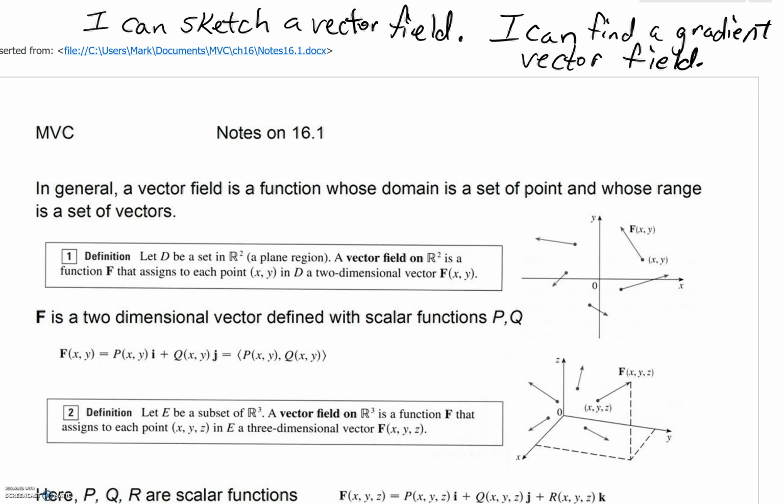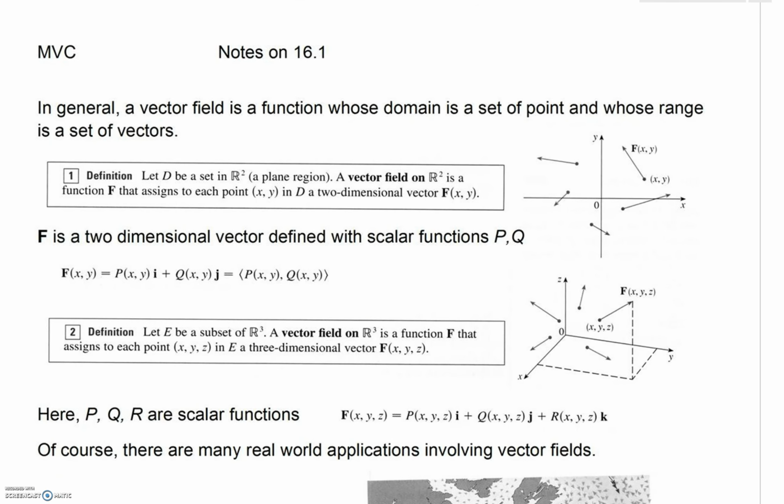What's a vector field? Well, look at the top of the notes here. In general, a vector field is a function. It's a function whose domain is a set of points and whose range is a set of vectors. So here's what's happening. You could have a two-dimensional vector field, and you could have any ordered pair. Maybe it's going to be the ordered pair 2, 3, whatever. In fact, every ordered pair could be assigned a vector.